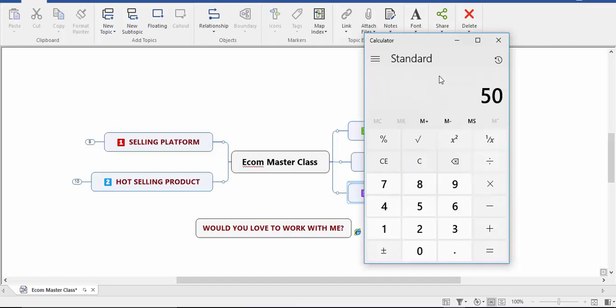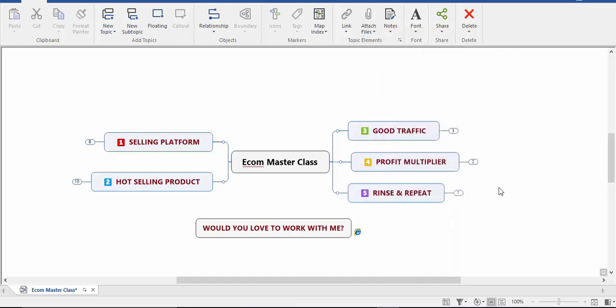And the strategy is well outlined in the Import Masterclass. Now, the rinse and repeat. Once you've mastered all these steps, all you need to do is just rinse and repeat. That's all.